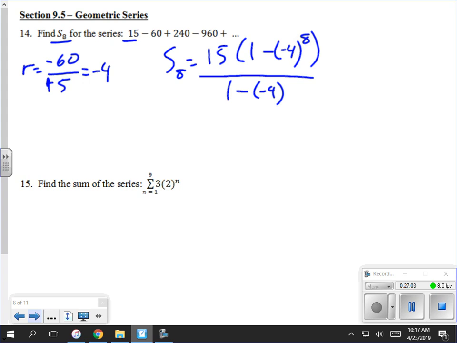So I always do the part in the parentheses first. 1 minus parentheses negative 4 in parentheses to the 8th power. And that gives me what's inside, times 15. And then the denominator, 1 minus negative 4 is 5, so I divide that by 5. And I end up with negative 196,605.